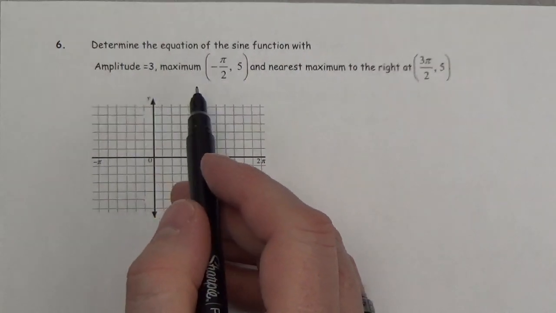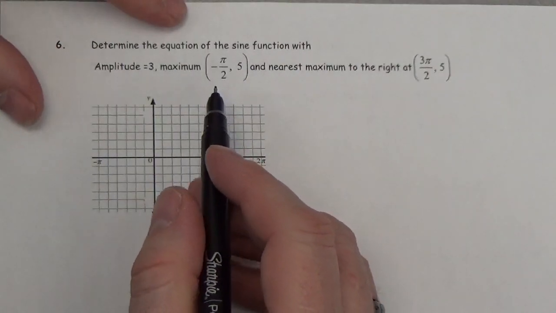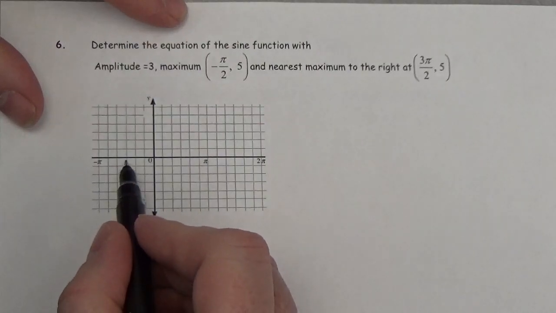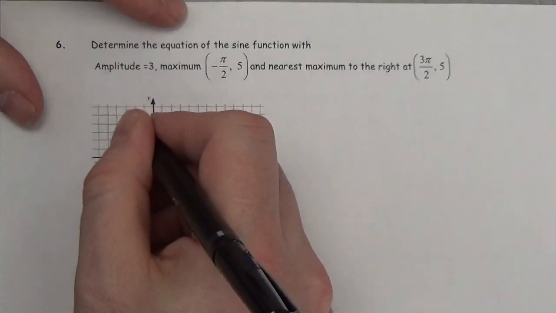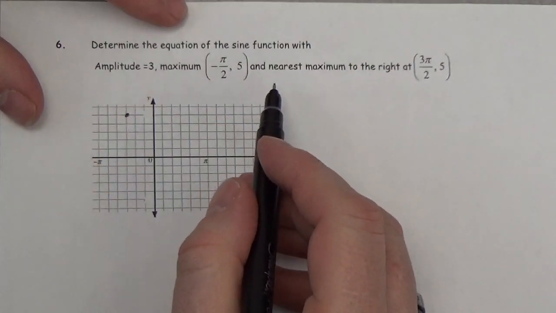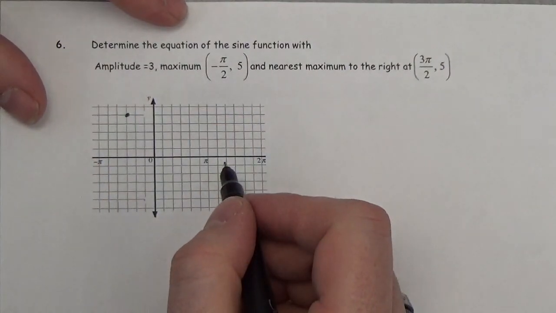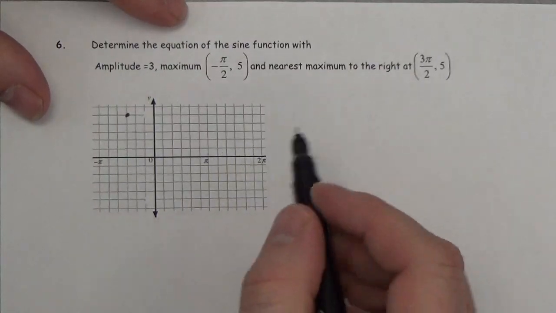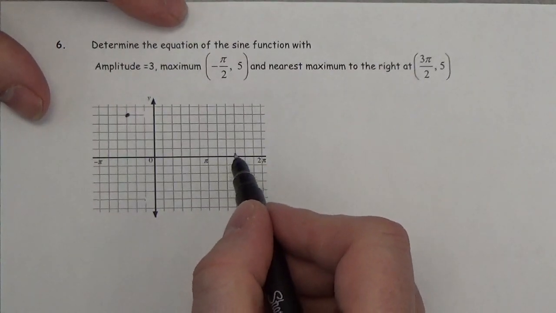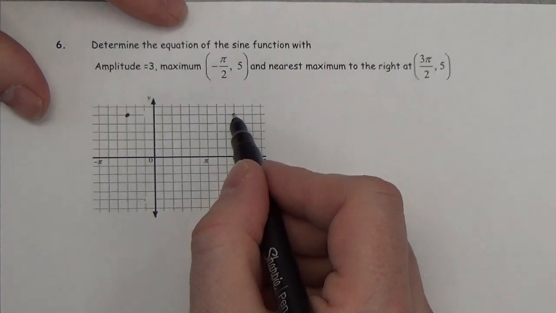Okay, so this question says, determine the equation of the sine function with an amplitude of 3. The max is at negative pi over 2, 5. Okay, so negative pi over 2, 1, 2, 3, 4, 5. It's right there. There's my max. And the nearest maximum to the right is at 3 pi over 2, 5. Okay, so 3 pi over 2 is going to be over here, 5.